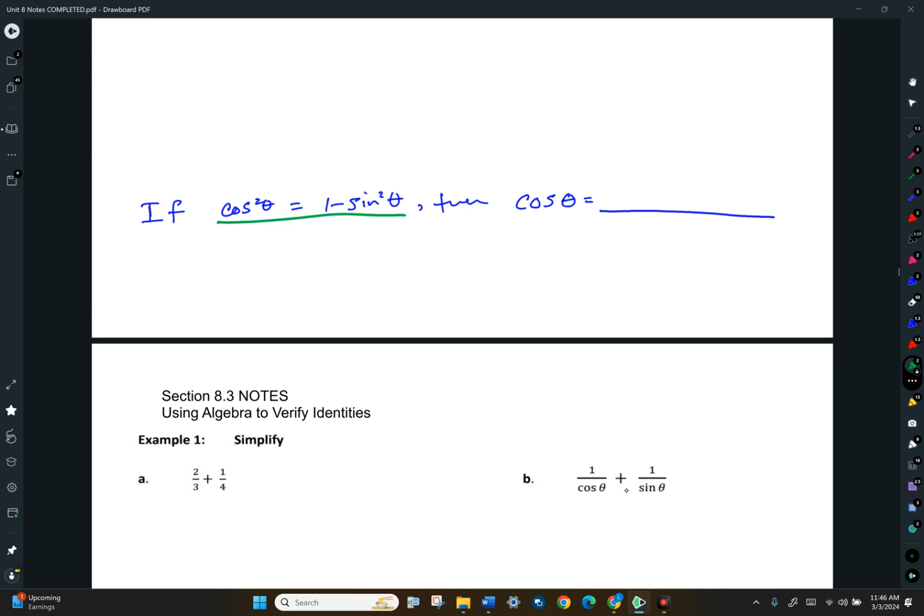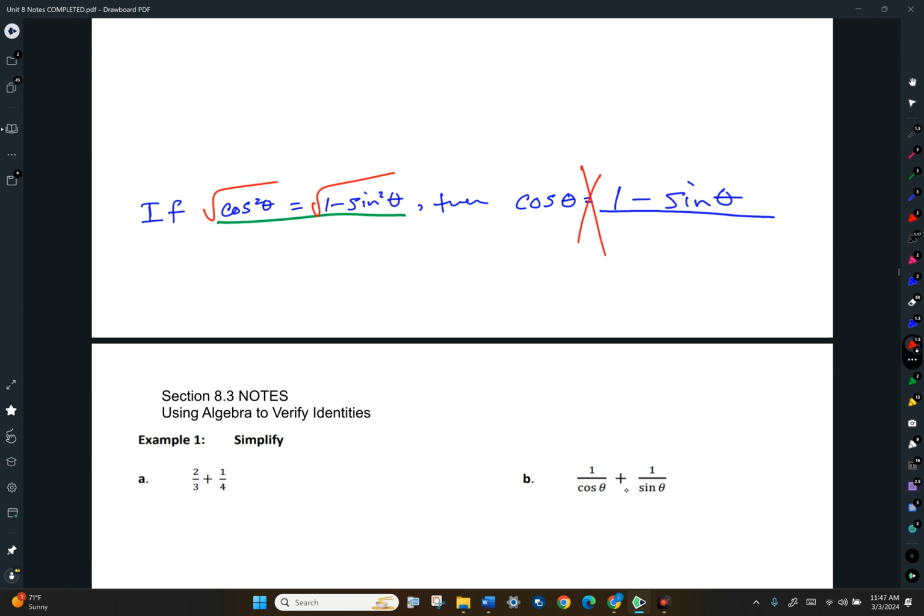But I want you to think of the next step. If cosine squared equals 1 minus sine squared, then what does cosine equal? What can you do to that original equation to get cosine? A lot of people would think correctly, if you took the square root of both sides, that's going to give you cosine. But on the other side, here's where the common mistake comes in, so often I see people saying, well, the square root of 1 is 1, and the square root of sine squared is sine, so that means cosine theta equals 1 minus sine theta, and that is absolutely not true.